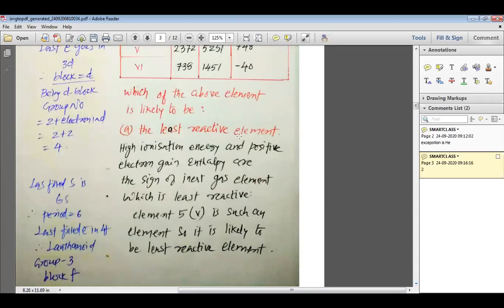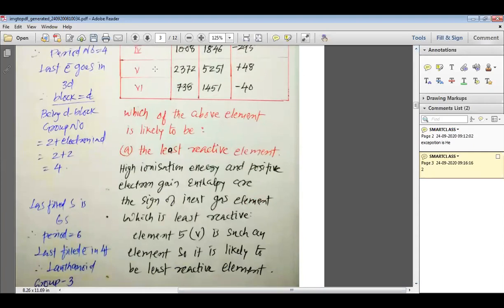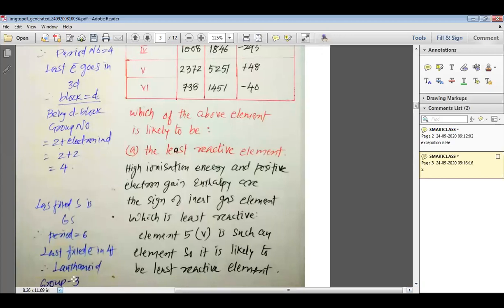The least reactive element. You know, the least reactive elements are the inert gases, and we have seen that element number 5 has positive electron gain enthalpy, which itself shows that it is an inert gas, and we can say that the least reactive element is element number 5. Now we can move and see the other questions and answer them accordingly.